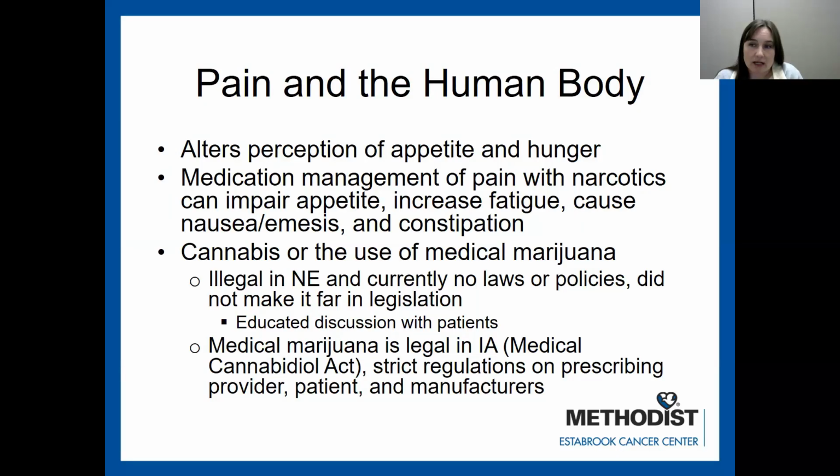Now, medical marijuana is legal in Iowa. It's called the Medical Cannabidiol Act, and there are very strict regulations on the prescribing provider, the patient, and the manufacturer. So it's very strictly controlled in Iowa, but some patients may choose to get treatment in Iowa for that reason.